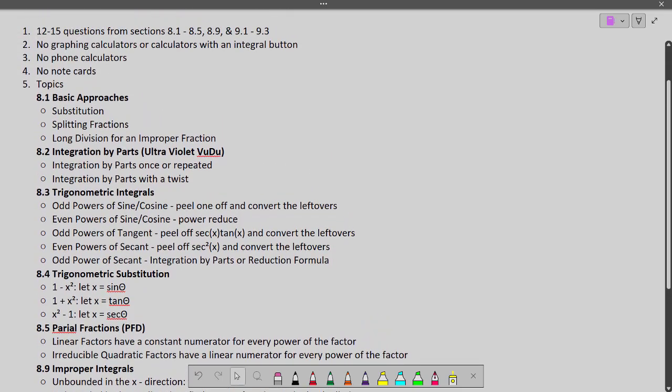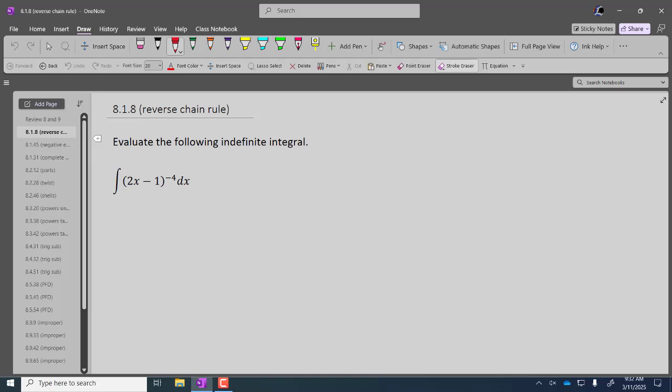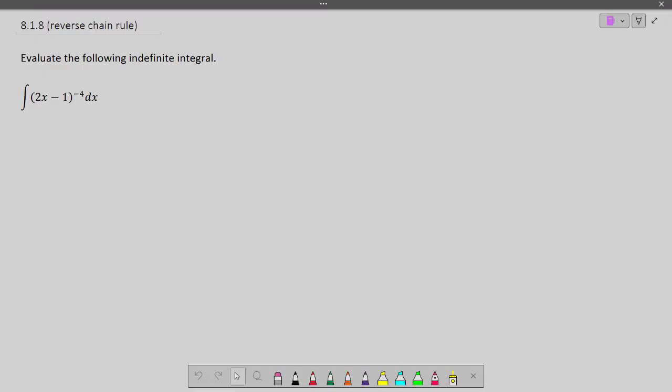So our exam will be all of Chapter 8. And standard stuff, no graphing calculators, no calculators with an integral button, no phone calculators, that stuff. So let's just start. We'll take a look at all the topics that we've covered and figure out anything that you have questions on.